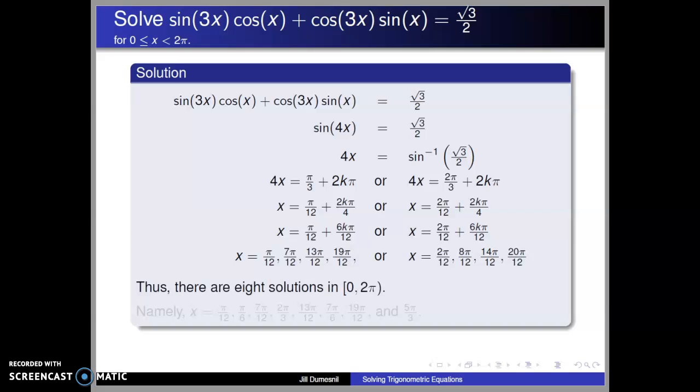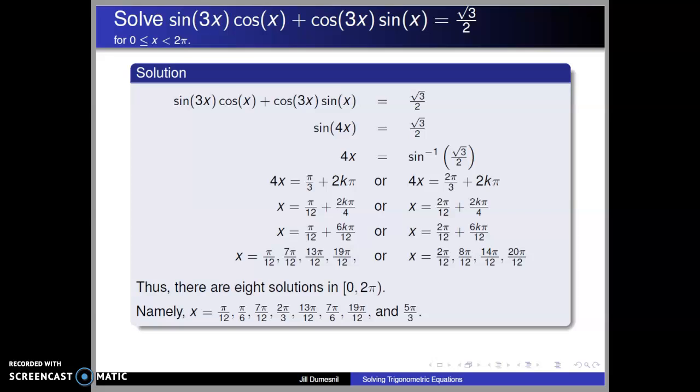There are 8 solutions in the interval from 0 to 2 pi, namely pi over 12, 2 pi over 12, which we reduce to pi over 6, 7 pi over 12, 8 pi over 12, which reduces to 2 pi over 3, 13 pi over 12, 14 pi over 12, which reduces to 7 pi over 6, 19 pi over 12, and 20 pi over 12, which reduces to 5 pi over 3.